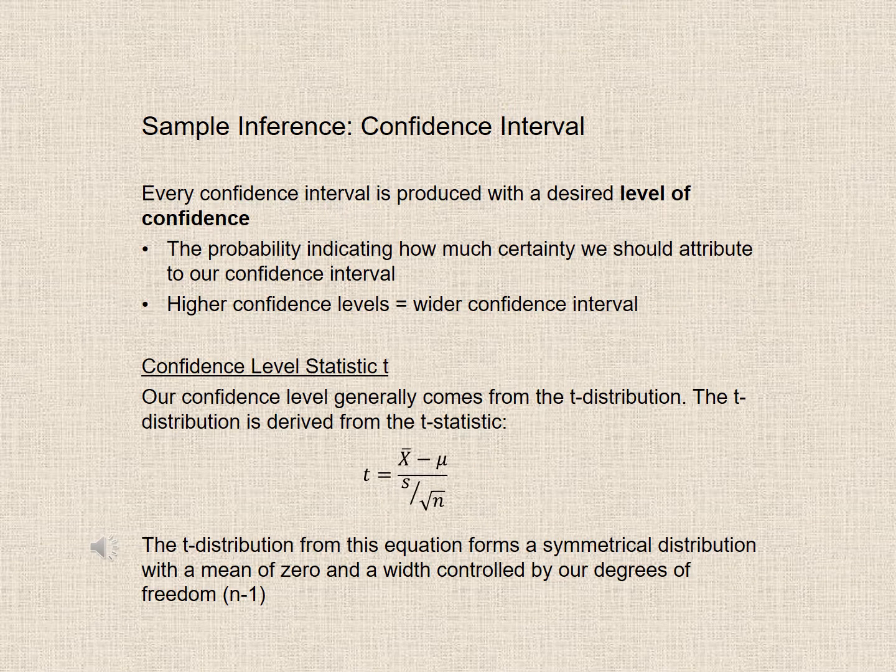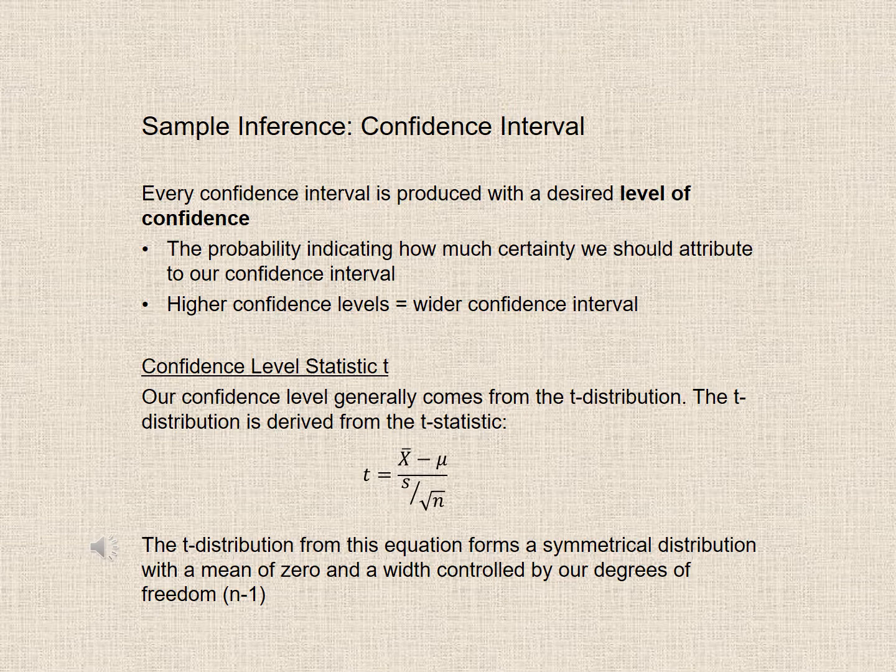The other half of the margin of error tells us that every confidence interval is produced with a desired level of confidence. Generally, we are interested in having 95% confidence, although in other applications you might desire a different level of confidence. In medical research, for example, you might desire a 99% confidence level. The confidence level is a probability indicating how much certainty we should attribute to our confidence interval.